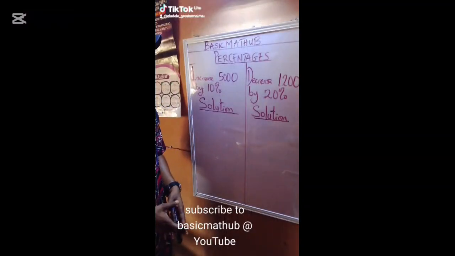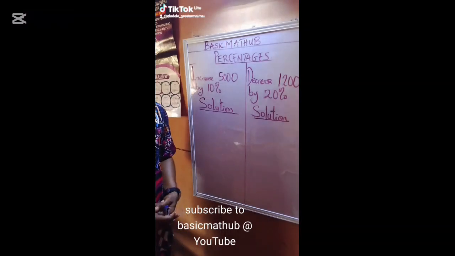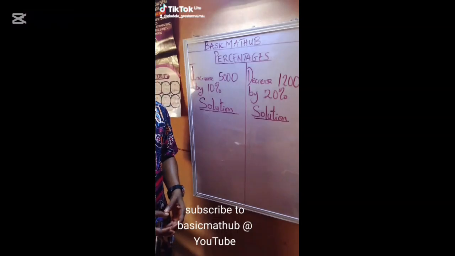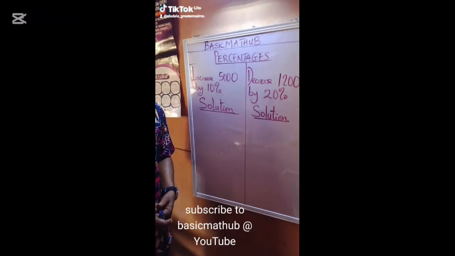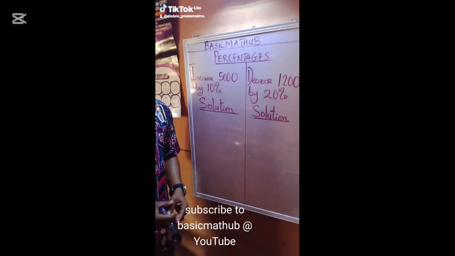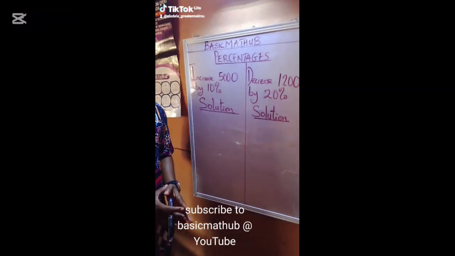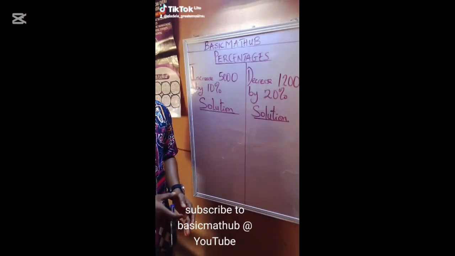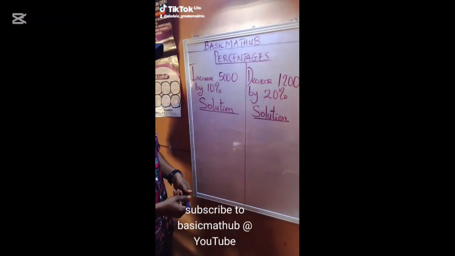So we continue with this question. The question says we should increase 5,000 by 10%. The original percentage value of any number is 100%. So if we are asked to increase by a certain percentage, it means we add that percentage to 100. The same way, if you are asked to decrease by a particular percentage, it means we subtract the percentage from 100. Now let us consider this.